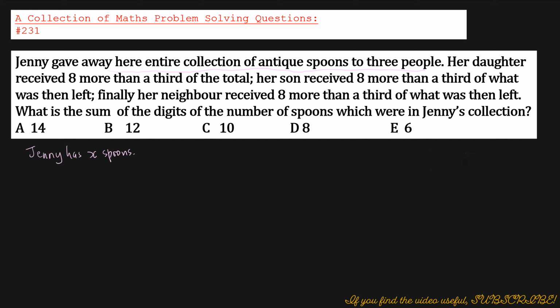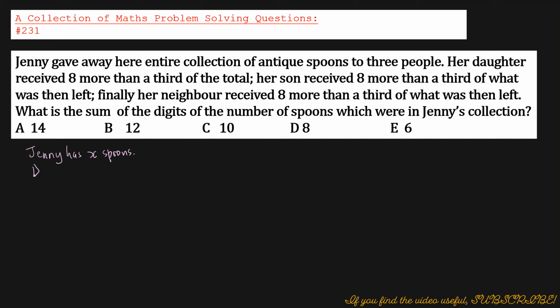And the next thing is, I've said that already, that she gives the entire collection away, so nothing is remaining. It seems like some of it is left, but nothing remains. The entire collection of all these X spoons is given to the daughter, then to the son, and then to the neighbor. So accordingly, we will proceed.